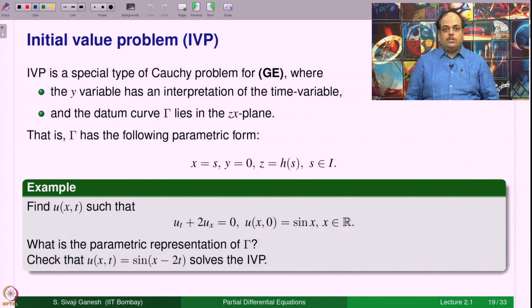Now, we do not know how to solve this for now, but given a formula we can always check that it is a solution. So, u(x, t) equal to sin(x minus 2t), if you quickly differentiate you will get that u_t plus 2 u_x equal to 0, it solves the initial value problem. So, when t equal to 0, this formula u(x, 0), what will we get? u(x, 0) will be sin x. So, the initial condition is satisfied.